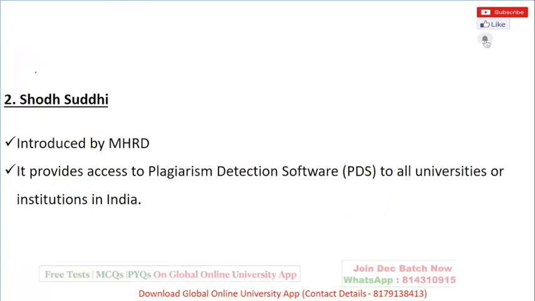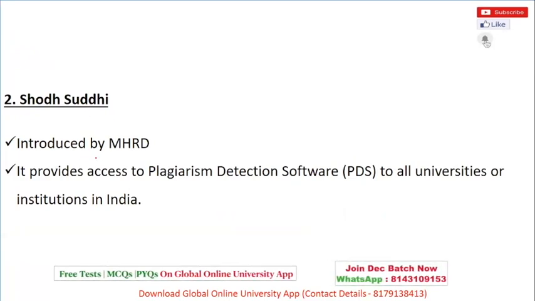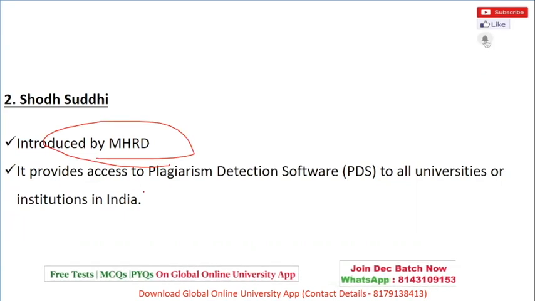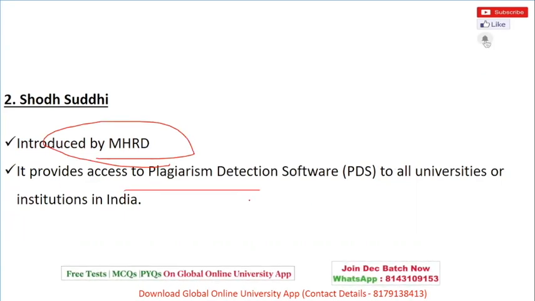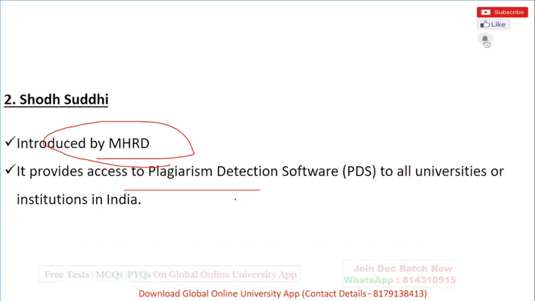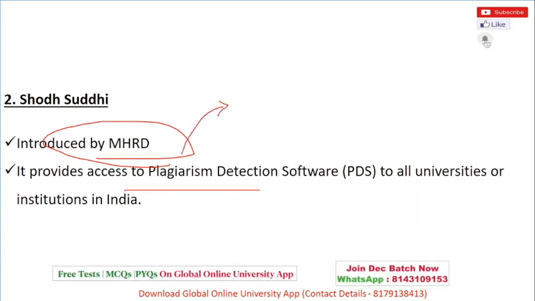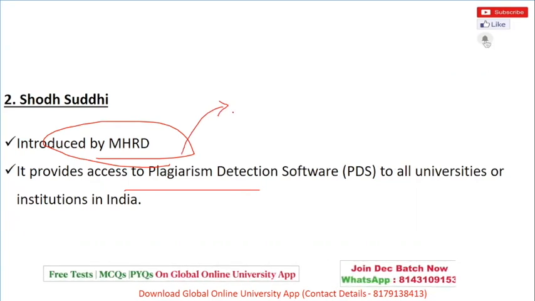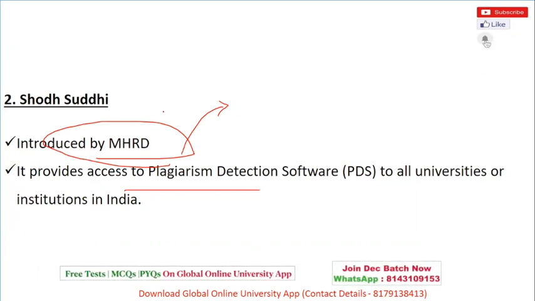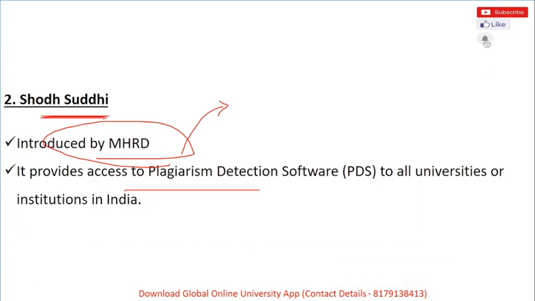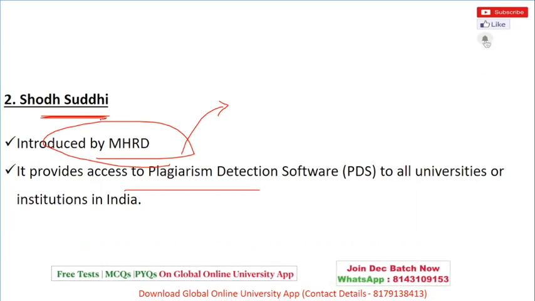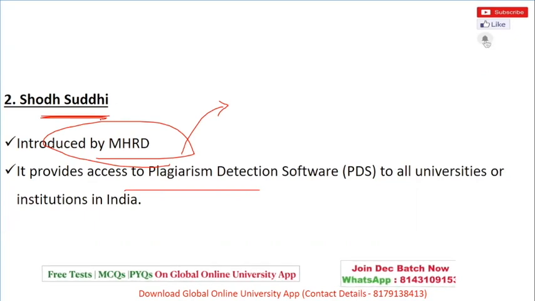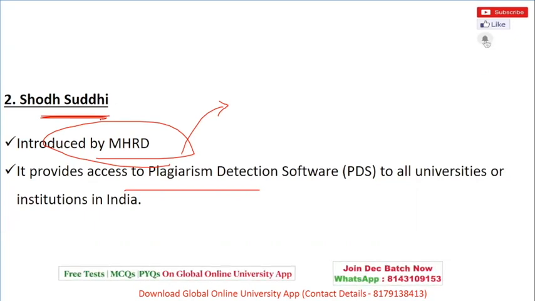Now, ShodhShuddhi is one which was introduced by MHRD, which provides access to plagiarism software to all the universities or institutions in India. Plagiarism is something which you're not allowed to do. It is unethical. You cannot copy the material as it is. It is called plagiarism. And if you do, the software will detect that. So it is called Shuddhi. It means they will throw out all that is copied, and they will keep only the shuddha material. Shuddha means which is pure, which is written on your own.